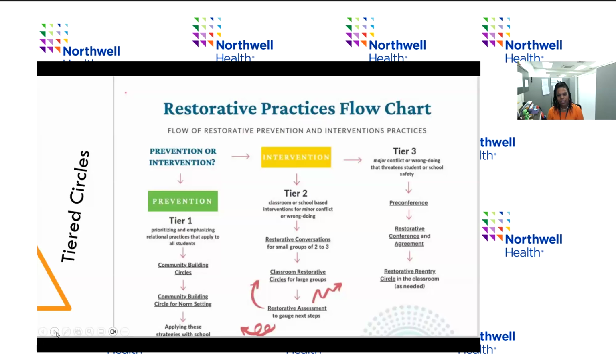And this just goes into our tiered structure and our flow chart of prevention and when we go into intervention. So it's just a little bit more of the foundational things that we do.